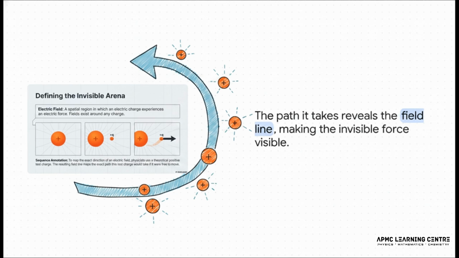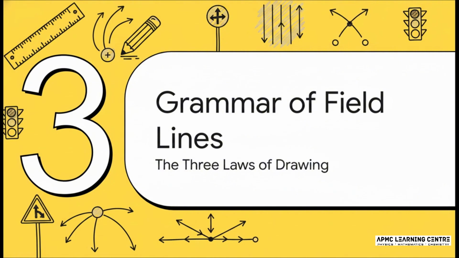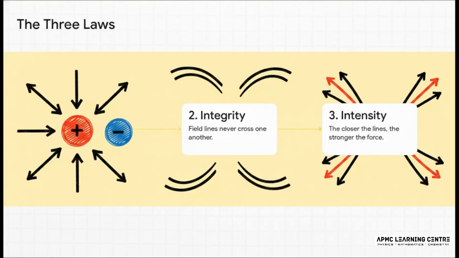All right, so we've got our magic pen, but just like any language, there are rules. There's a visual grammar to these field lines, and it's actually just 3 simple laws that tell you exactly how to read and draw these blueprints. Okay, here are the 3 big rules.